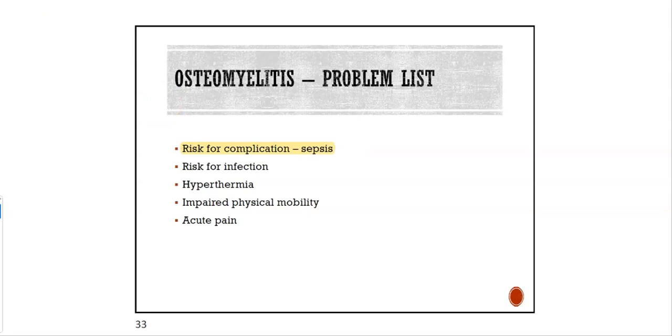So one thing is risk for complication leading to sepsis. So if we don't intervene, if we allow osteomyelitis to continue without treatment or without proper treatment, it can lead to sepsis. So again, there's a risk for infection. The infection can spread to the neighboring tissue. Hyperthermia is a given, right? It can increase your temperature secondary to the infection, impaired physical mobility, and patients can have acute pain. But my main concern, what I'm really worried about, is for this infection to not get better and to cause sepsis down the road.